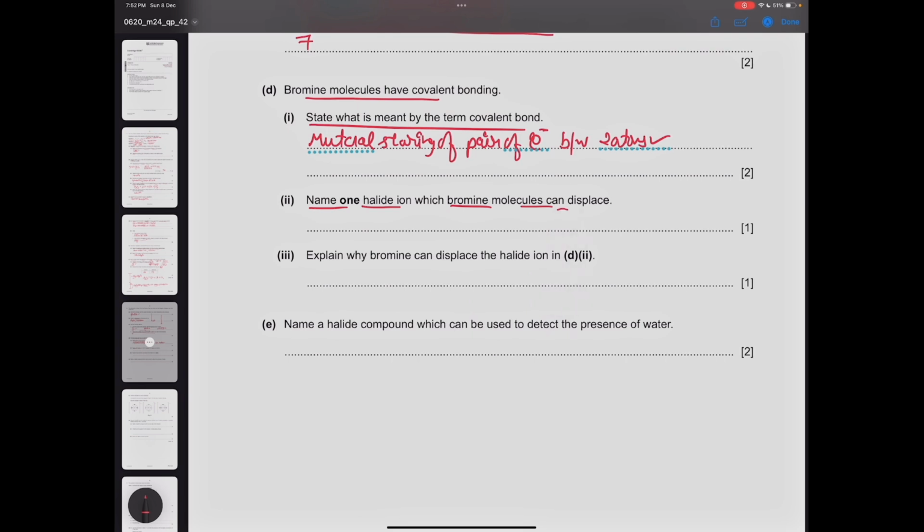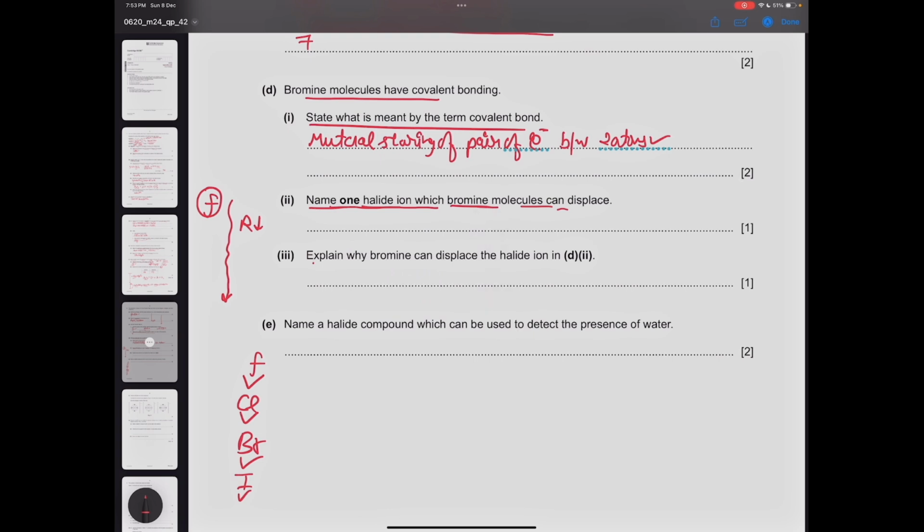Name one halide ion which bromine molecules can displace. For this, we know that as you go down the group, the reactivity decreases, which means fluorine is the most reactive out of all the halogens. Fluorine, chlorine, bromine, iodine. This is the reactivity order. Fluorine first, chlorine second, bromine third, iodine fourth.